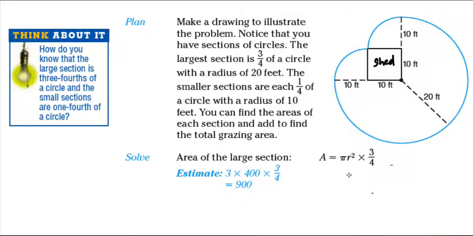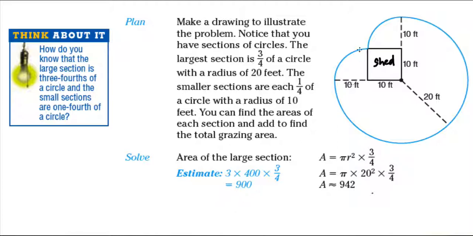Okay, so let's find the exact area. Substitute the values. Our radius is 20. So we have pi times 20 squared times 3/4. Multiply all of them, and we end up with area equals 942 square feet. So close enough to our estimate, so we're good with that.